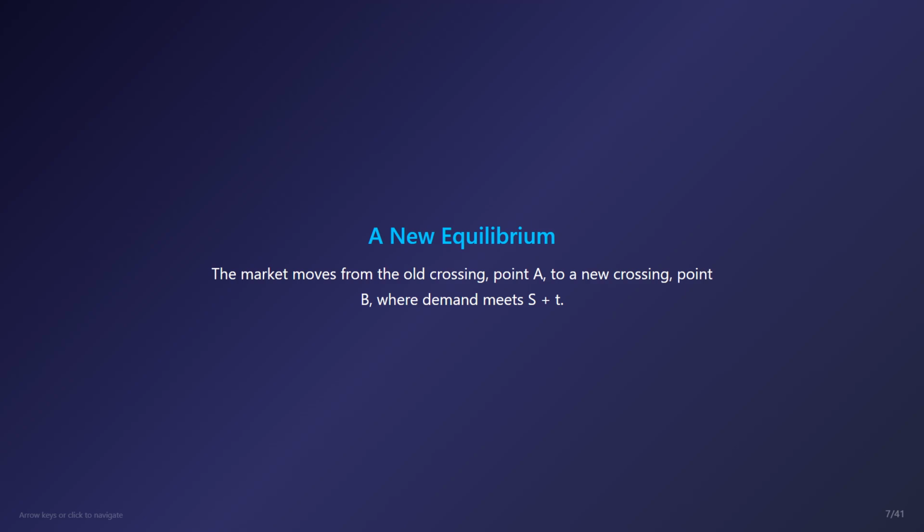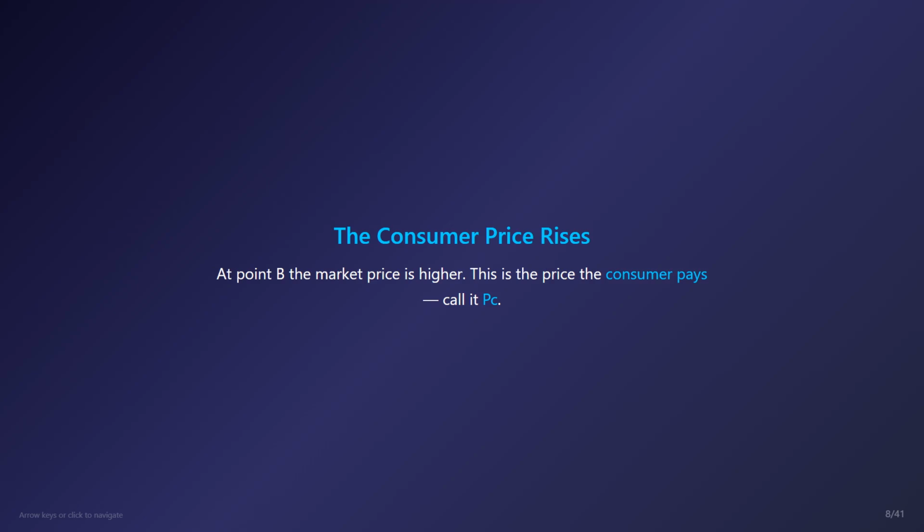The market now finds a new equilibrium. It moves from the old crossing, which we'll call point A, to a new crossing, point B, where demand meets the new supply curve, S plus T. At point B, the market price is higher than before. This higher price is what the consumer actually pays at the till. We'll call it PC, the consumer price.